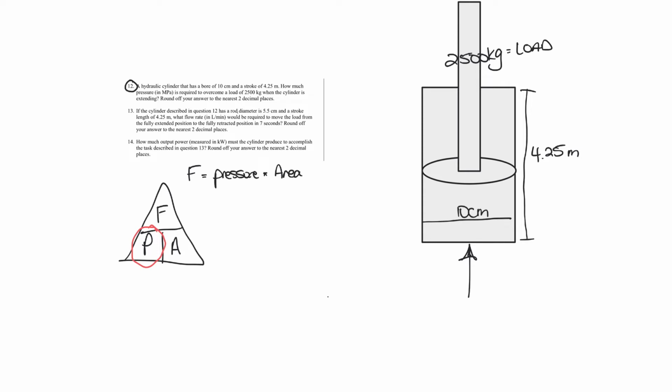What we actually need to do is take our force and divide it by our area. Well, 2,500 kgs is not force. It's actually a mass. What we need to do is multiply it by a constant of 9.8, the acceleration due to gravity, to figure out our force. So in this case, our force is going to be equal to our kilograms times 9.8, or 2,500 times 9.8. That's going to give us a number that we're going to be able to use for our force calculation.